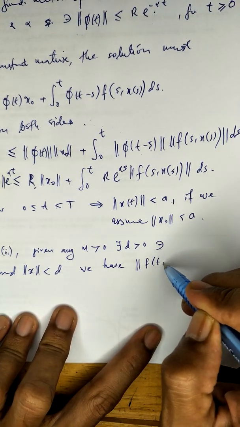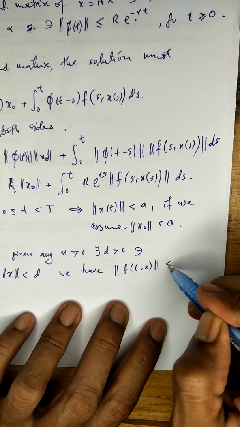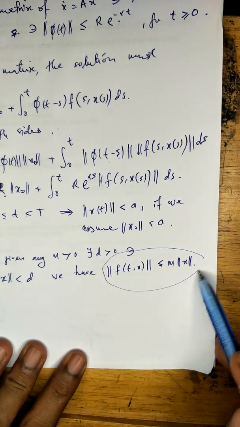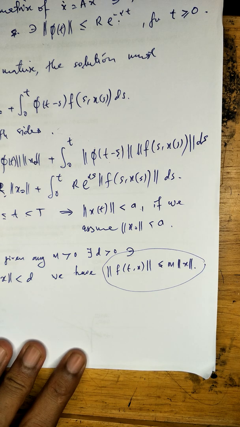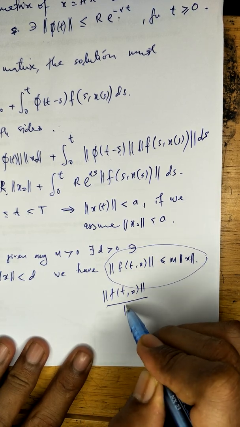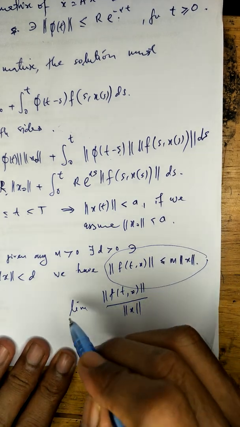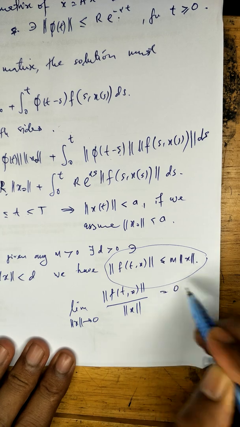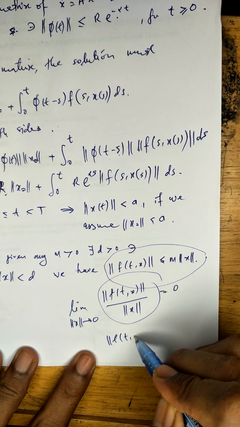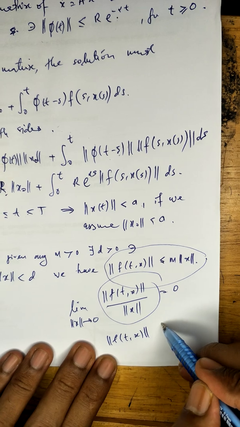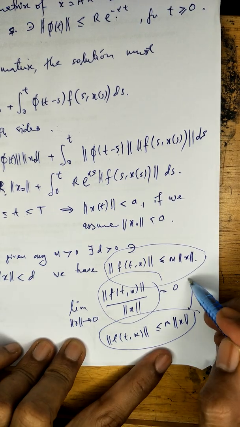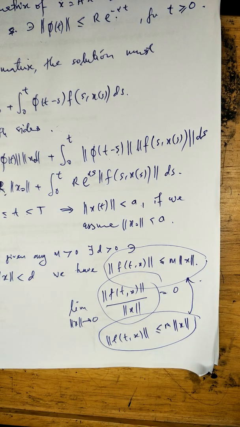f(t, x) less than m times the norm of x. This part comes from condition 2, where we have f(t, x) over the norm of x. We take the limit as x goes to 0, and we need this to go to 0. So if we consider this f(t, x) less than m, you can just multiply by the norm of x. So we have this.